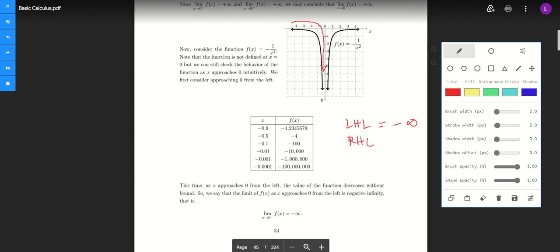So right-hand limit naman, same process, but you start on the right, and as you get closer to the x value, which is 0, the f of x goes smaller and smaller. But it will never touch this y-axis. So the trend is still going down, so going to the negative numbers, so negative infinity.